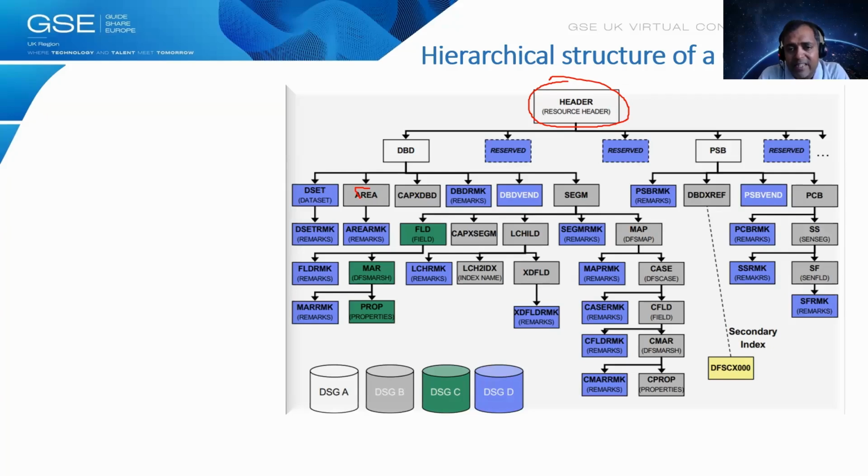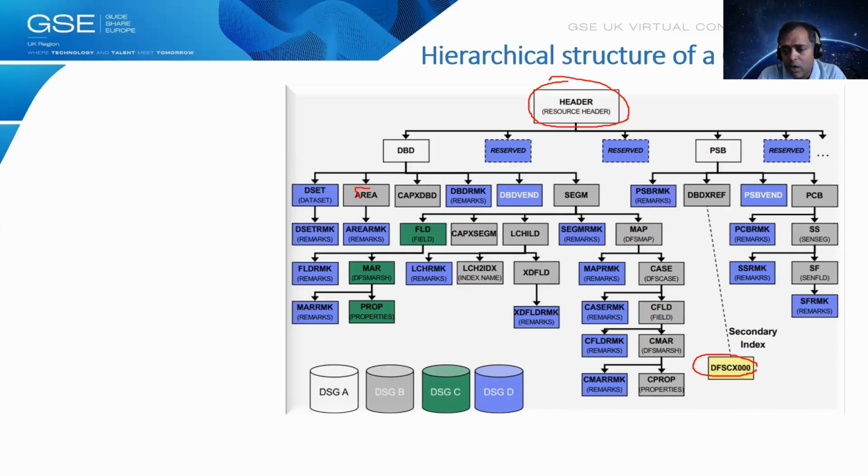And then there is a segment inside PSB, that is DFSCX000, and this is a DBD cross reference member. Basically, it is used for identifying what other DBDs this PSB accesses, right?